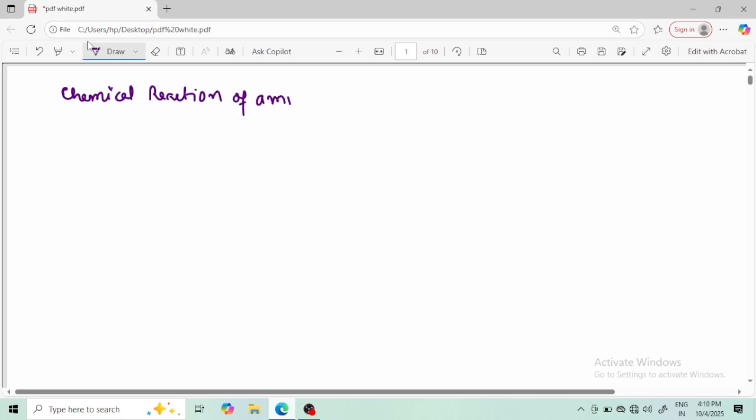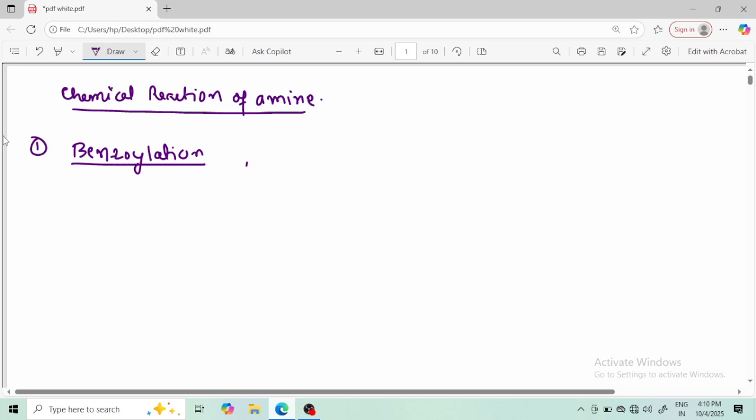Okay students, in the last class we did chemical reactions, and we have done two of them, so we'll continue with the third one. The third chemical reaction, this one is also a chemical reaction. Now this one is called benzoylation. Now why is it called benzoylation?